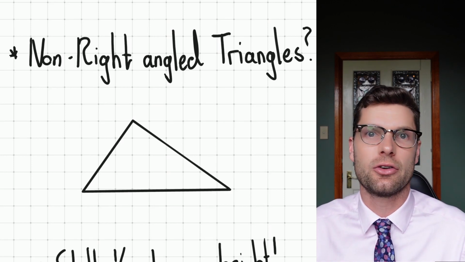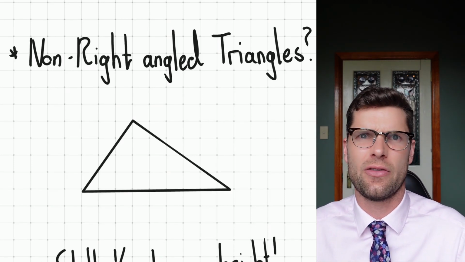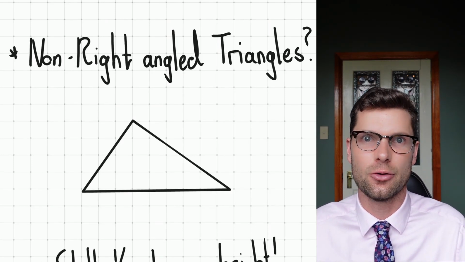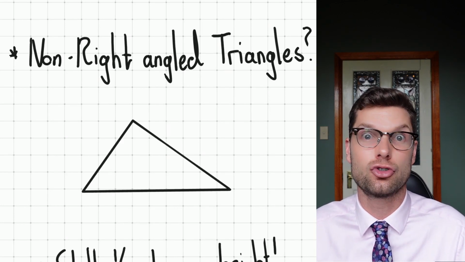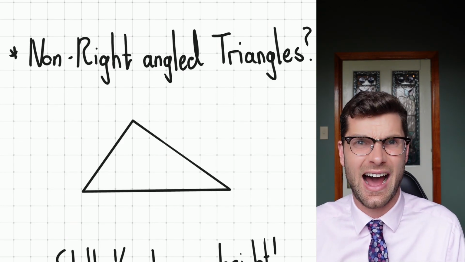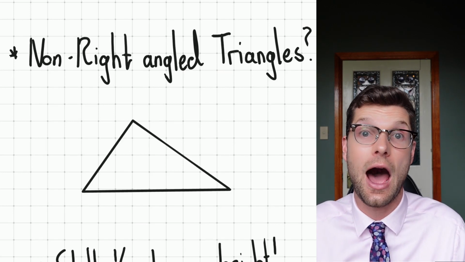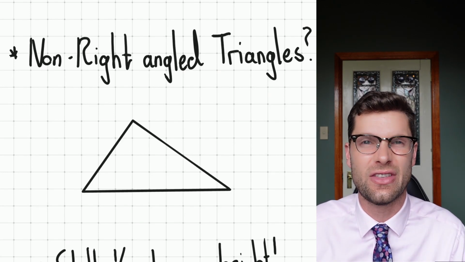So that works all well and good for a right-angled triangle that we saw there. It was obviously half of a rectangle. But what about non-right angled triangles? So looking at this one, it's a little bit harder to see that this is exactly half of a rectangle, but I'll show you that it actually is.